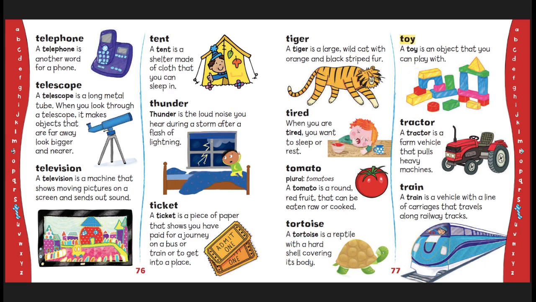Toy. A toy is an object that you can play with. Tractor. A tractor is a farm vehicle that pulls heavy machines. Train. A train is a vehicle with a line of carriages that travels along railway tracks.